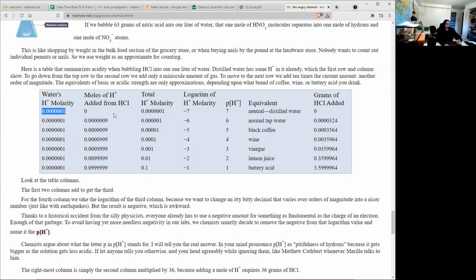If we add some from acid, then we can change the total and we go back to our logarithm thing. We take our pattern, how many decimal scoots is that? There's a negative sign we don't want, so we just agree to get rid of it and we call that the pH.